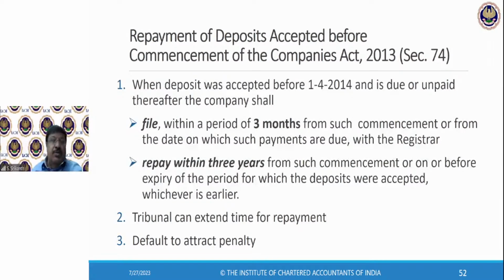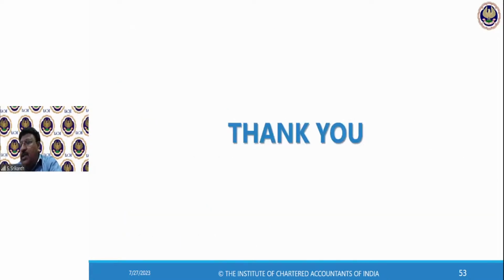So the idea was, if any deposit is pending at that time, the older deposits, maximum you have only 3 years to repay, finish it off. If at all, you can go to the tribunal, which can extend the time for repayment. And if there is a default in doing this, there will be a penalty. So this is the general provision relating to acceptance of the deposits.